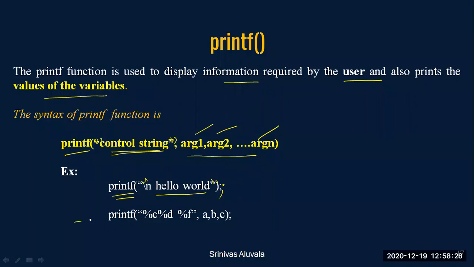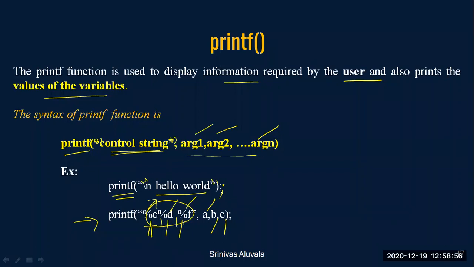In the next example, printf with percentage c, percentage d, percentage f, they are all format specifiers. Here a is character data, b is integer data, and c is float data. So I'm going to get the output a b c: one character, one integer, one float. And remember always that when writing format specifiers in printf, never go for using commas or spaces in between them.